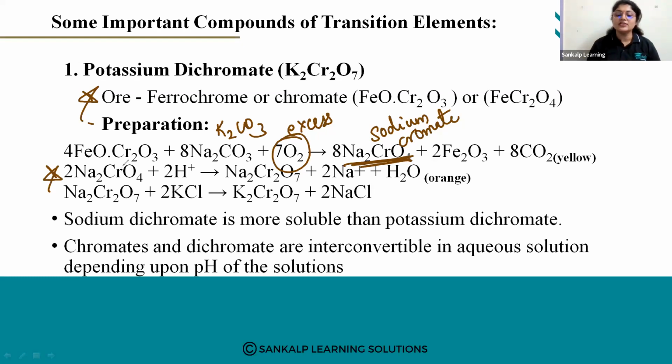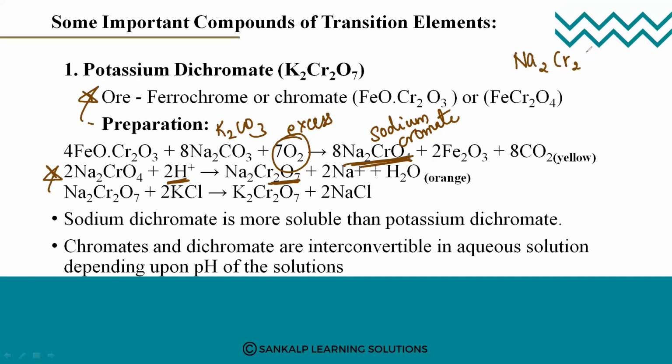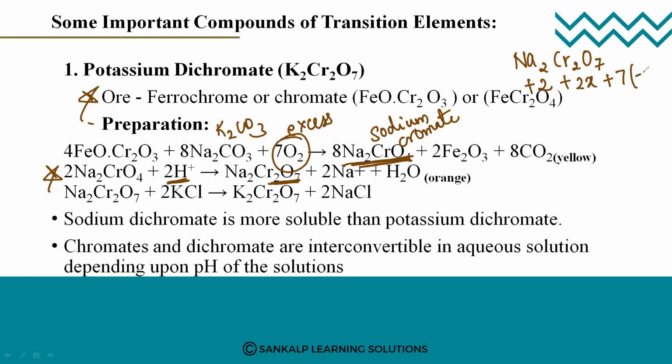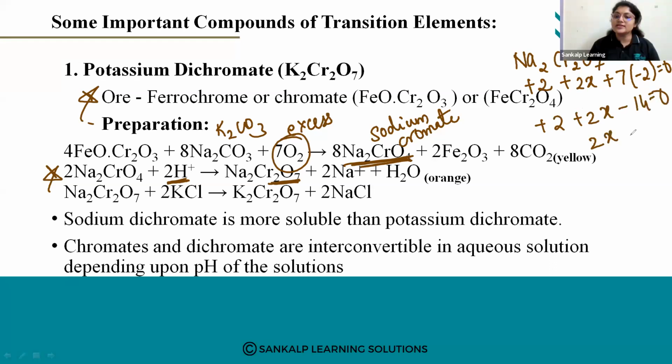This is acidified with concentrated sulfuric acid to get what? To get sodium chromate. In sodium chromate, what is the oxidation state of chromium? Each sodium is plus 1. So there are 2. So it will be plus 2 plus 2x plus 7 into minus 2 equals 0. So plus 2 plus 2x minus 14 equals 0. So 2x minus 12 equals 0. So x is equal to 6. So here also in sodium chromate, it is plus 6.